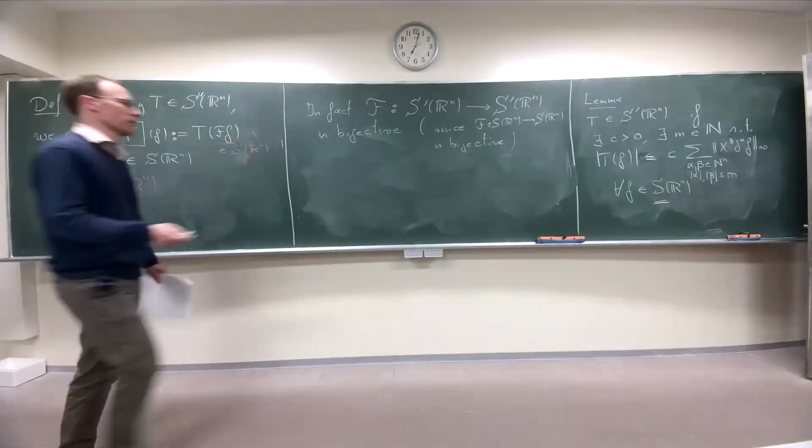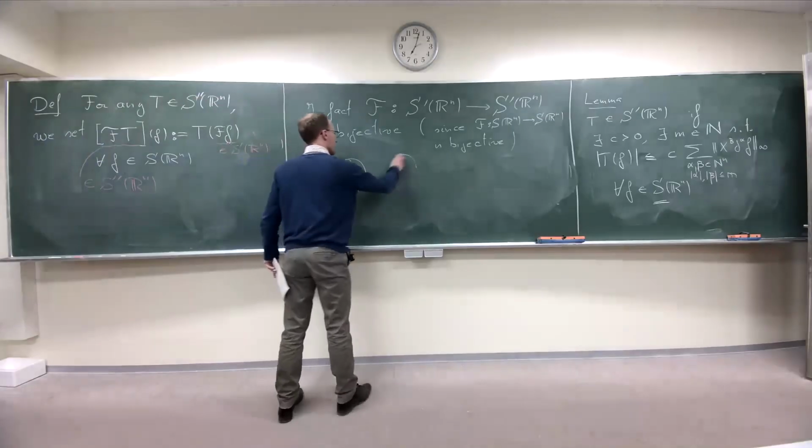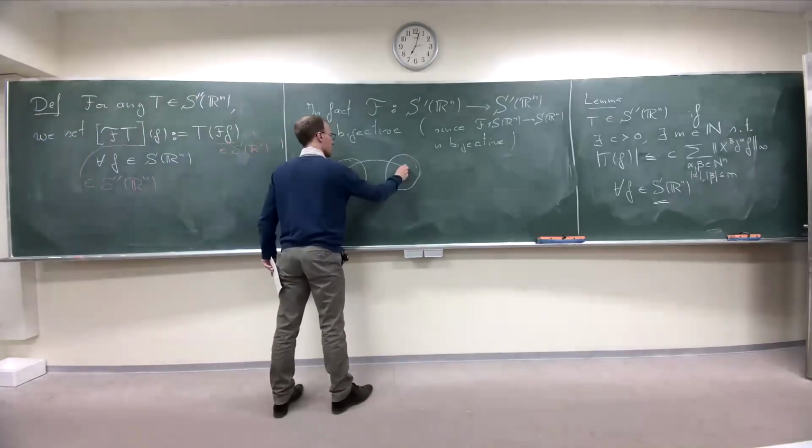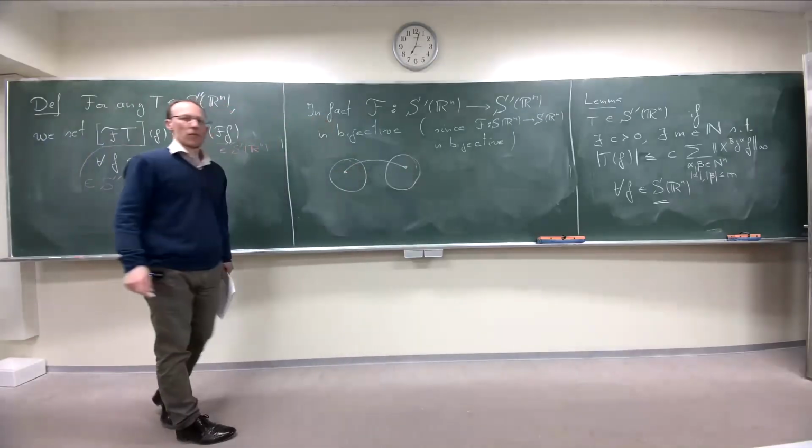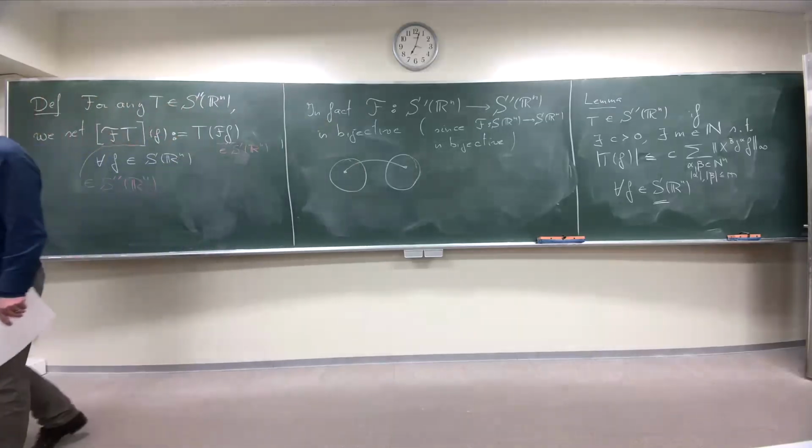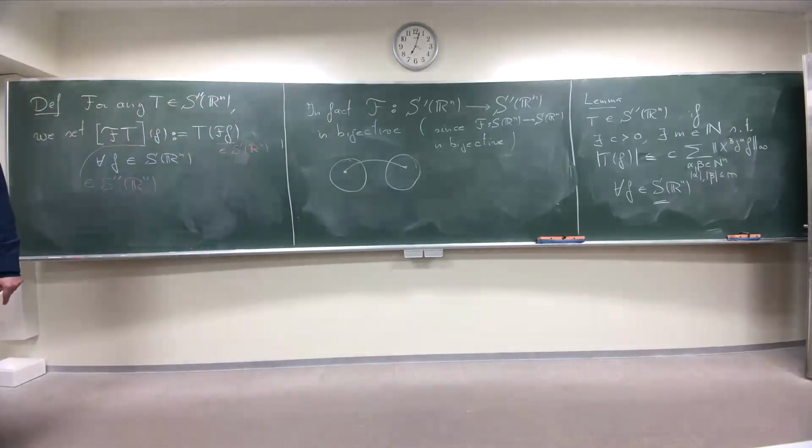So remember, bijective means you have two sets and it's a one-to-one correspondence. Because you have this one-to-one correspondence for the set of Schwartz functions, you get it as a one-to-one correspondence on the set of tempered distributions. Any question or remark?